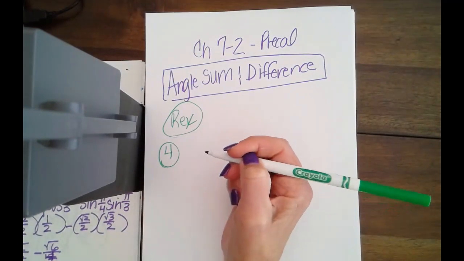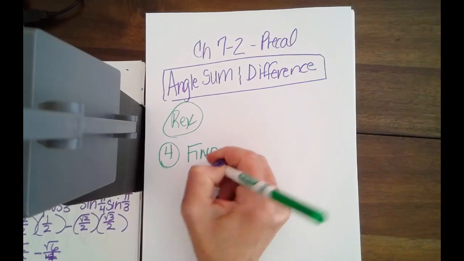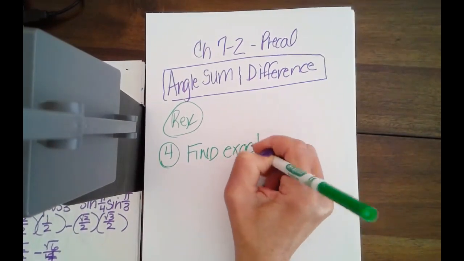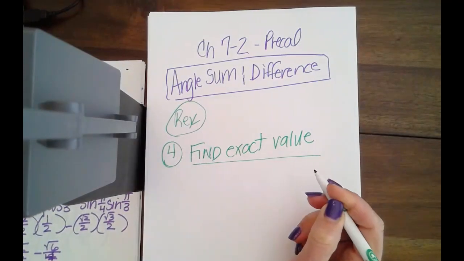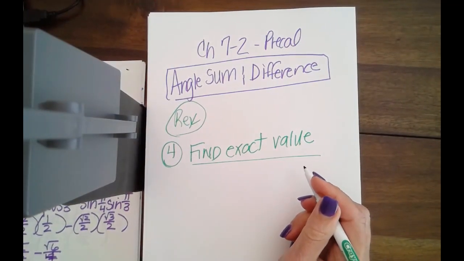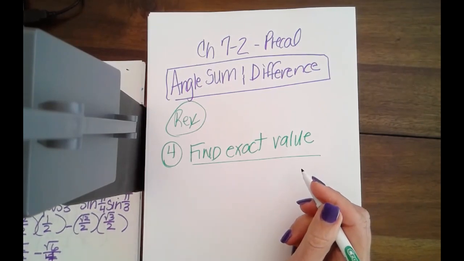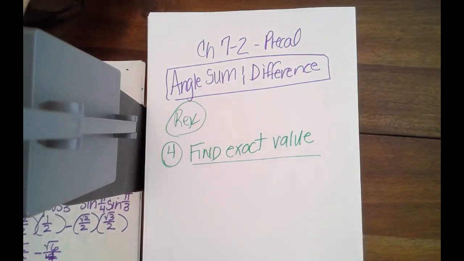The instructions for this section say, find the exact value. That means no decimals, right? Just to note, there's a section in here where you're going to have to use your calculators to check graphs to see if the graphs are identical. You will have to put your mode in radians to do that, because it won't understand it if it's in degrees.